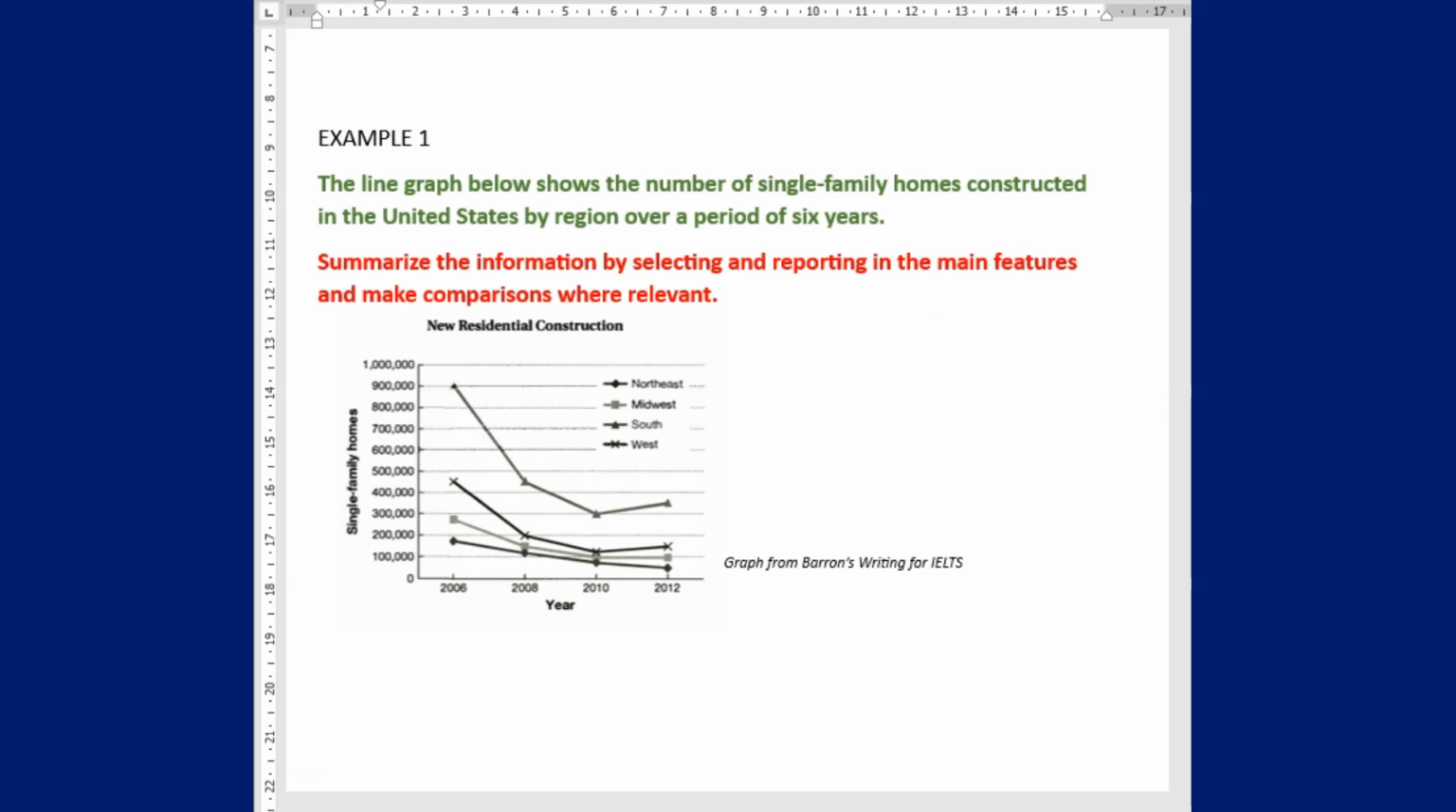Finally, you have a picture of the graph in the question. This is the picture which is also illustrating the question here. It's about the number of single family homes constructed in the United States, and you can see there's new residential construction. This is a picture which is also illustrating or depicting what is within this particular sentence.